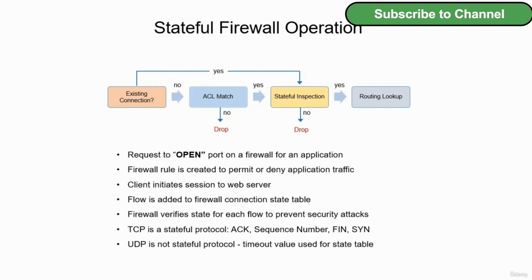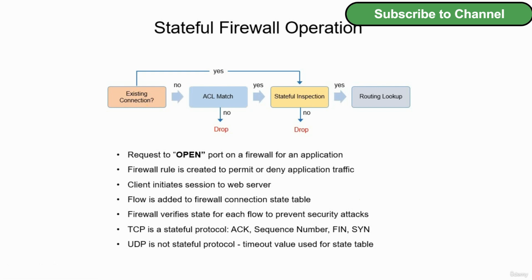UDP is not stateful, it's stateless. So all you get there is really a timeout in the state table. That's the most you can do with UDP. If a session times out for whatever reason, the session will be dropped. But UDP applications through a firewall, the firewall can't provide stateful services because the protocol is not stateful. So if you look up here, I've got two paths for what happens, kind of a flow. So you have an existing connection.